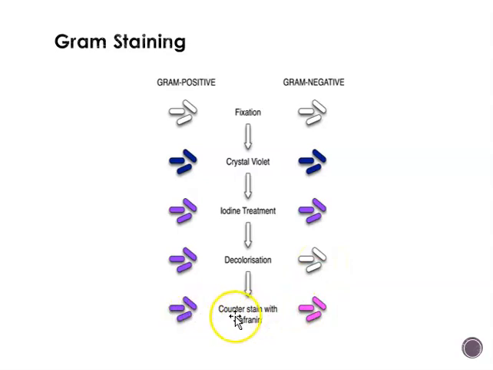And then the last well is the safranin or the counterstain. So those organisms that are gram-positive have held on to that primary crystal violet stain the whole time, whereas the gram-negative cell walls will now pick up the safranin.